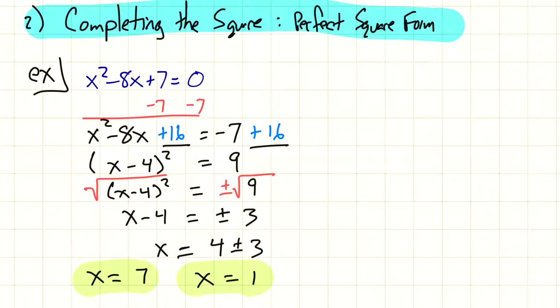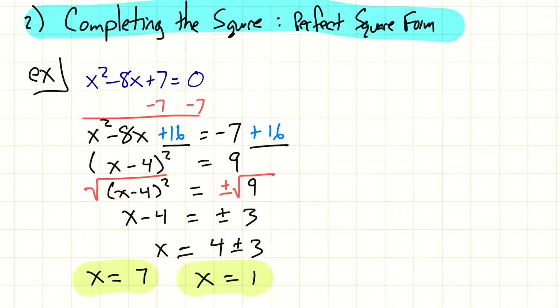And so once we do that, our goal is to simplify. Refactor. It's a perfect square, just like we created. Negative 7 plus 16 is 9. Square root both sides. Now this is perfect square form. And so to solve this, we square root both sides. Don't forget the plus or minus in front of that square root when you solve that.